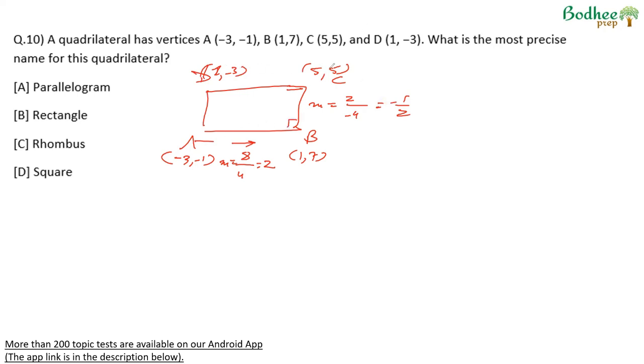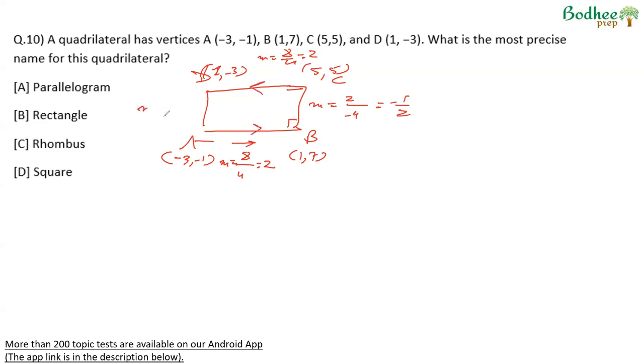Similarly, if you look here, y1 minus y2, which is 8, upon x1 minus x2, which is 4. So the slope is 2. Since the slope of these two lines is the same, they are two parallel lines.